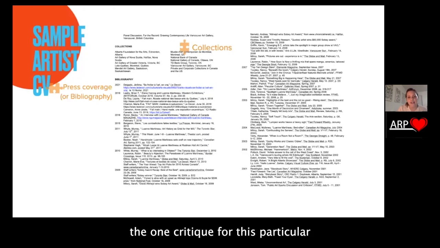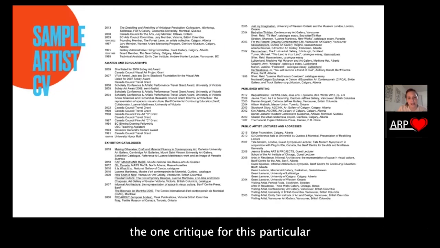Now, I would say the one critique for this particular one is, for instance, under awards and scholarships, when you're this established, things like being on the university honor roll could probably fall off your CV. If you're this established, things that you did as a younger artist, or even things that you did in college, can start to fall off as more impressive things take their place.